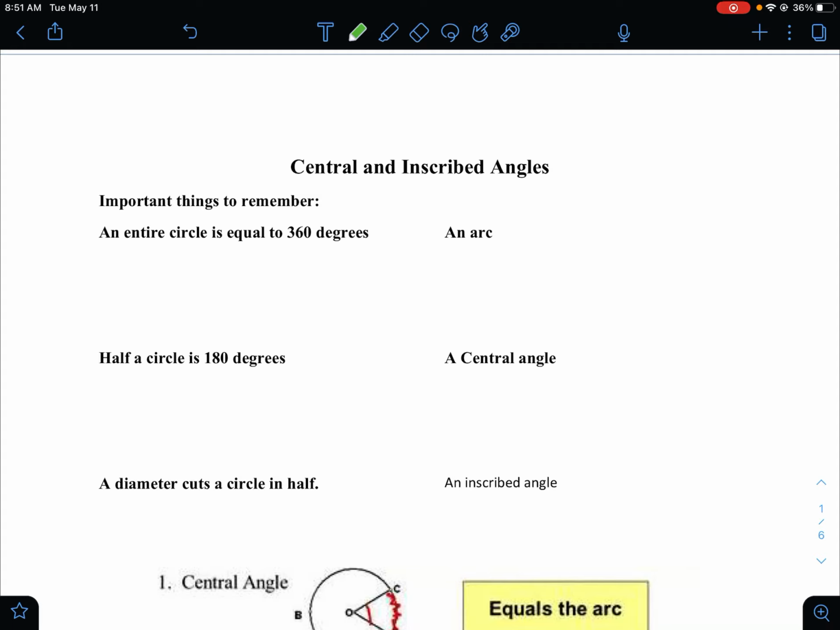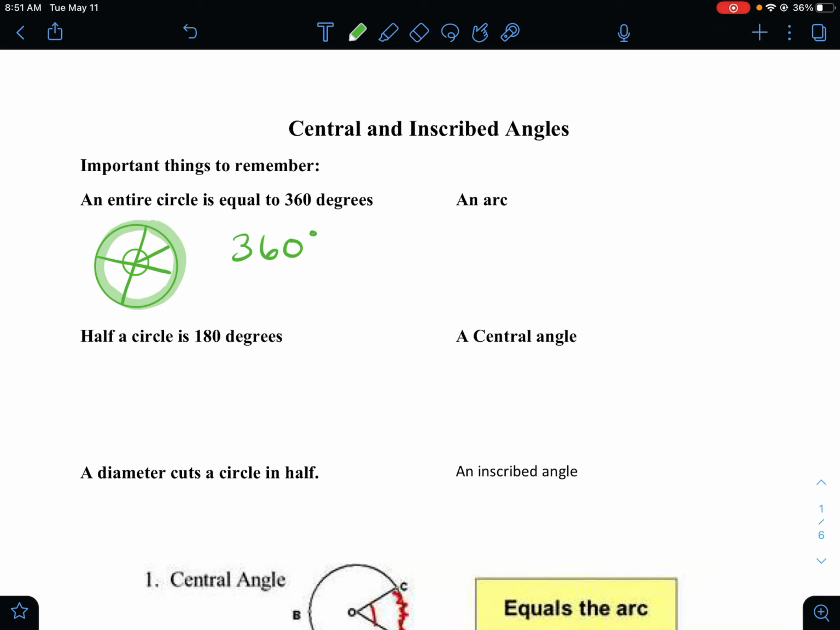First off, I want you to remember that an entire circle is equal to 360 degrees. This 360 can come from adding up the angle measures of the arcs, which we're going to talk about, and it can also come from adding up the measures of all of the angles that make up the center. So if you add all of the arcs together or all of the angle measures together, you should end up with 360. Let's talk about what an arc is.